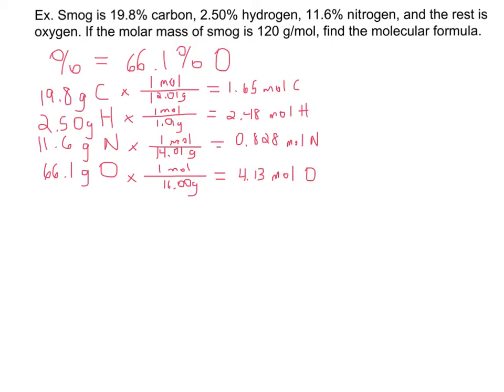So the next step is to go to mole ratios. Okay? You need to get to mole ratios. The best way to do that is to divide by the smallest number of moles. So I'm going to take these and figure out which one's the smallest. Okay, 0.828 is the smallest. So I'm going to divide each of these by 0.828. Sorry, I'm running out of space.